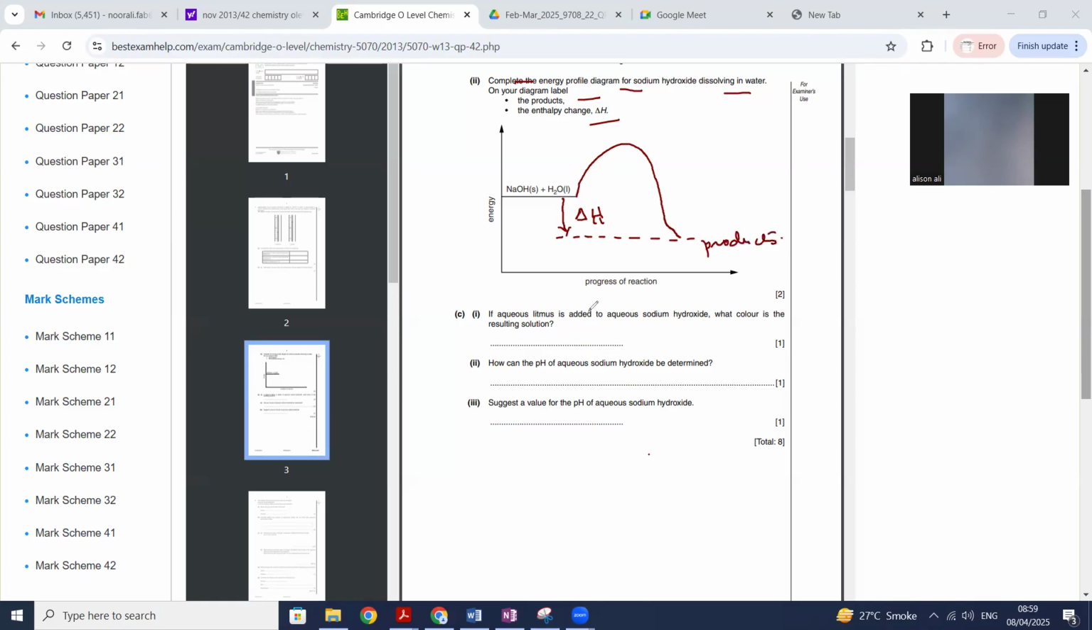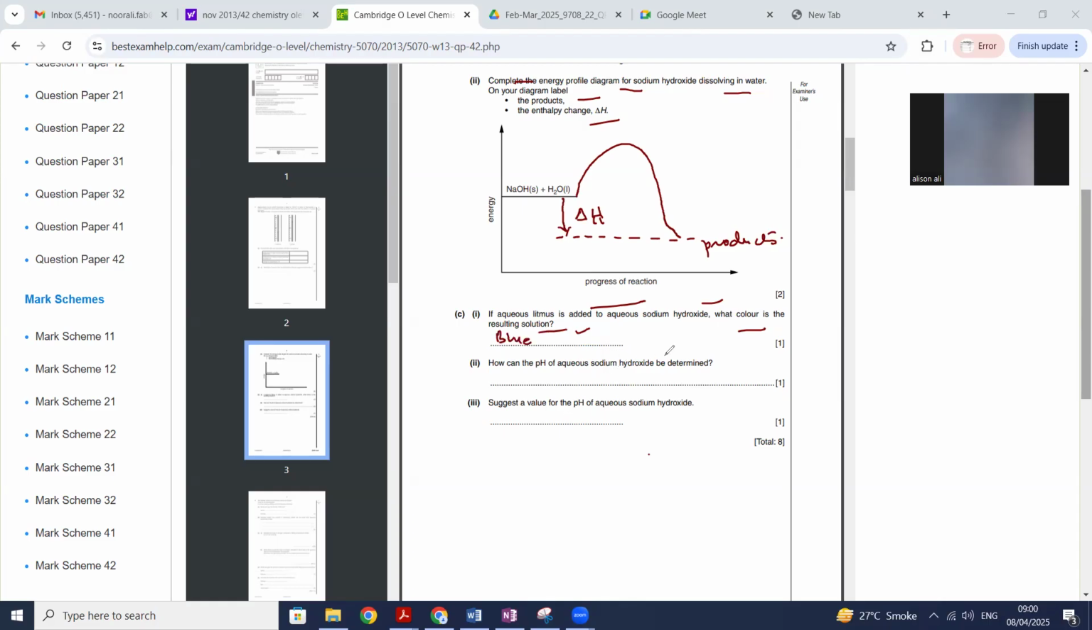Okay, if aqueous litmus is added to the aqueous sodium hydroxide, which color is the resulting solution? Okay. So what do we use? We use litmus paper, color change. So it would change to blue.